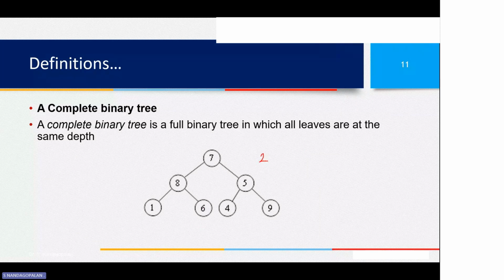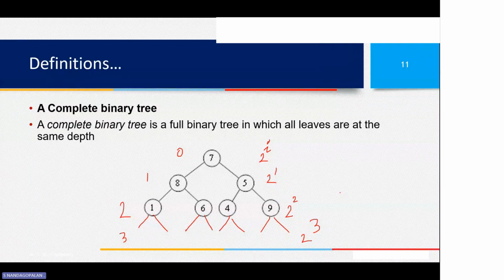For example, 2 power i, where i is the level starting from 0. So at the 0th level, you will have 2 power i nodes. So 2 power 0 is 1. 2 power 1, i means the level number, so 2 nodes. 2 power 2, correct? So it's 4 nodes at level number 2. Similarly, you have level number 3. You can see here 4 2s are 8. So at level number 3, 2 power 3, which is 8. So if it's a complete binary tree, we can easily say that at the ith level, you will have 2 power i nodes, something you can derive.